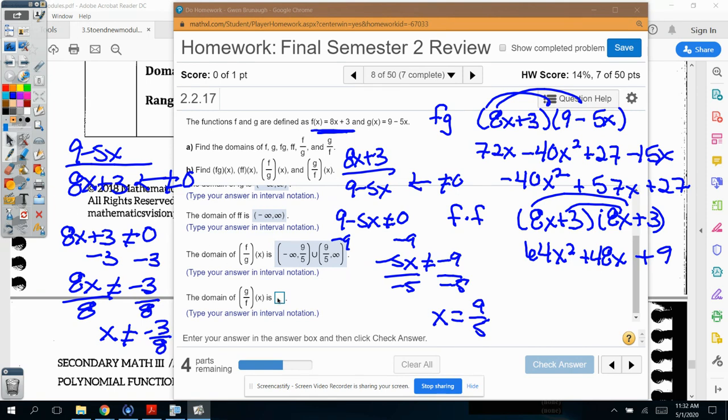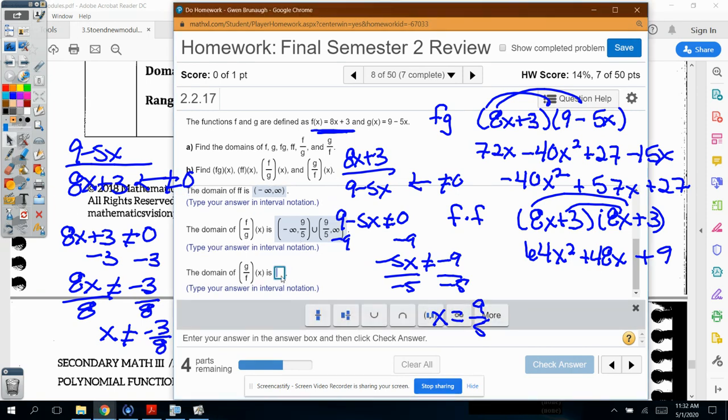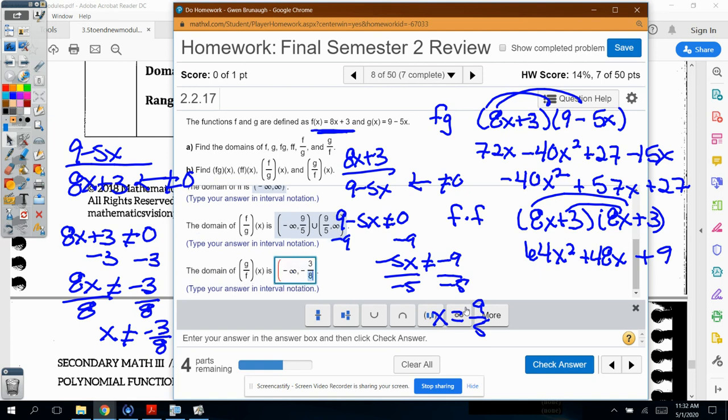So what can it equal? You write it just like this. We have negative infinity until you get to the negative 3/8. And then it starts back up again at the negative 3/8. And it goes on to the infinity.